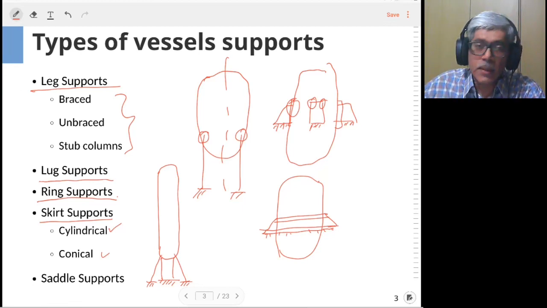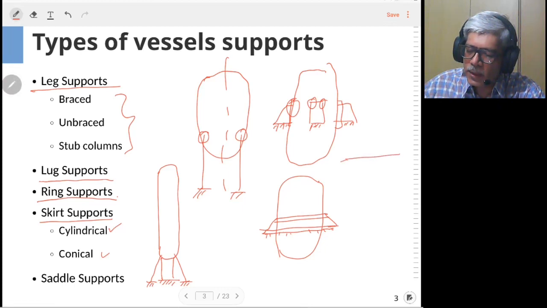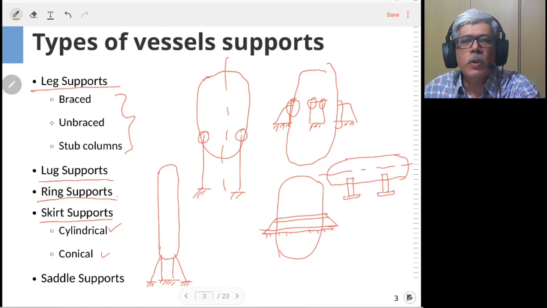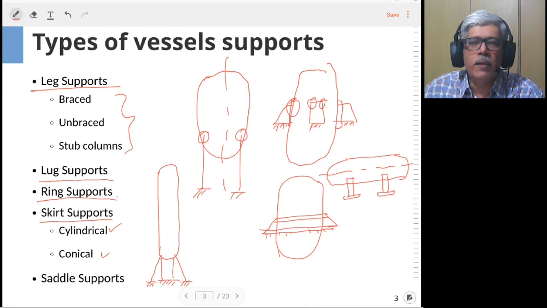And finally we have saddle supports. They are specifically for horizontal vessels. So if you have a horizontal vessel, you will have saddles. They are some kind of steel structures which are attached to the vessel, and these supports require a different design approach. Each of the support types differs in the approach used for their design, and we'll see in detail the approach for designing of skirt supports, and for the others we will have just an overview.